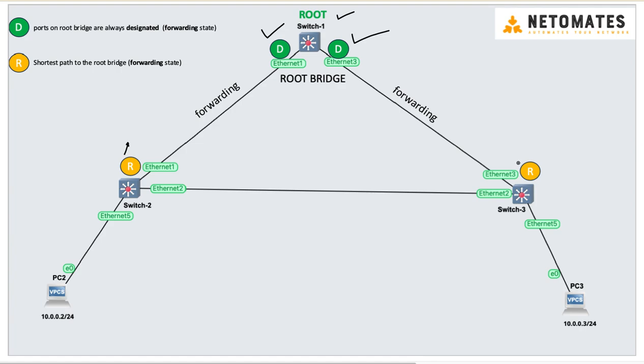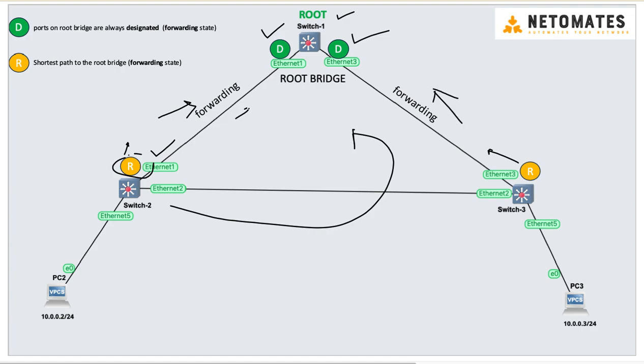And root ports: switch 2 has the fastest way to reach switch 1. It has two ways to reach it, either this way or this way. In this topology, the path through Ethernet 1 is the faster path, so it is selected as the root port. So this one will also be in the forwarding state. Same for switch 3. So this link and this link will be active. Next, this link should be blocked to avoid the switch loop.